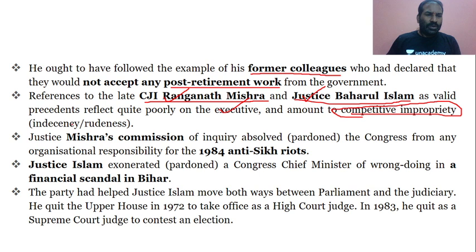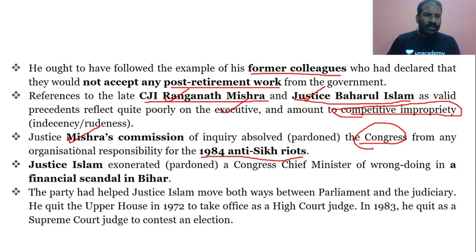If you look at the previous two incidents, the Justice Mishra Commission of Inquiry pardoned the Congress from the organizational responsibility for the 1984 anti-Sikh riots. In the year 1984, anti-Sikh riots took place. In this there was a case, and the Justice Mishra Commission pardoned the Congress in regards to organizational responsibility for the entire anti-Sikh riots. So the commission which gave a report pardoned the Congress member.